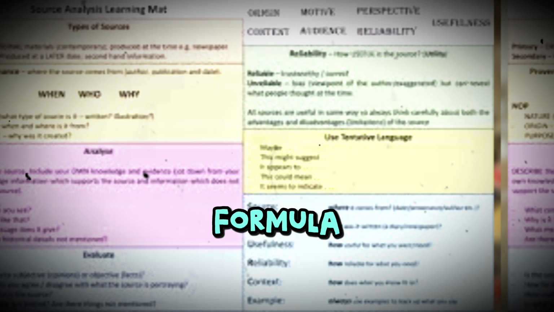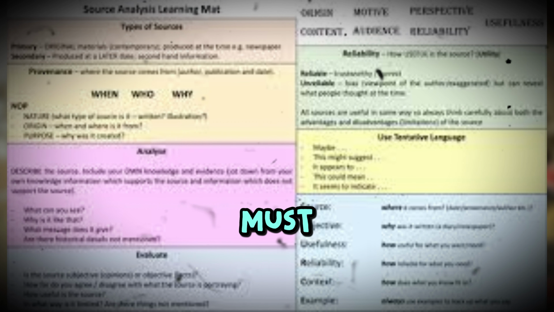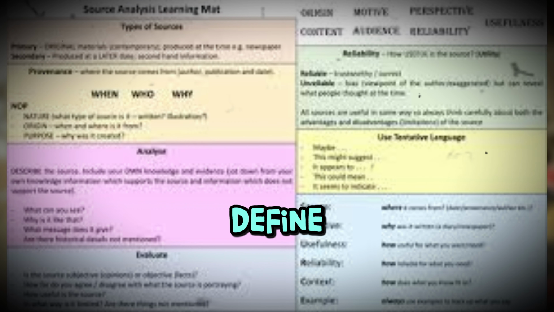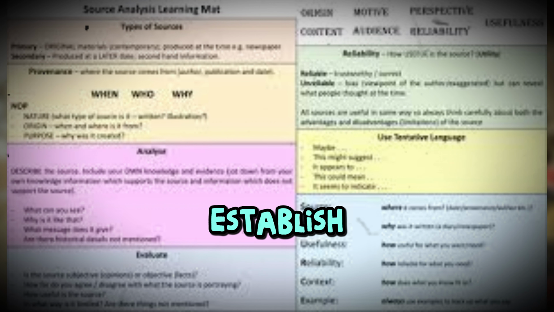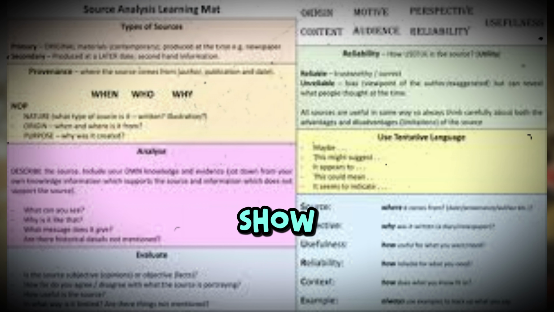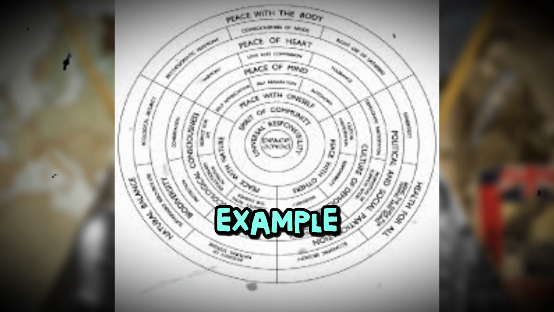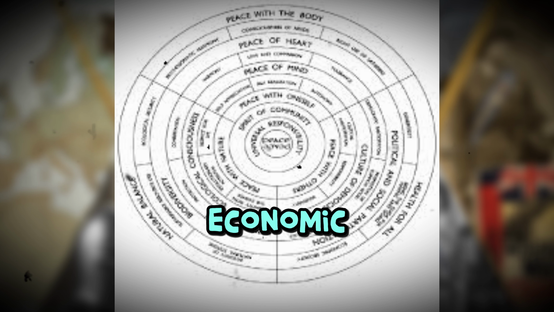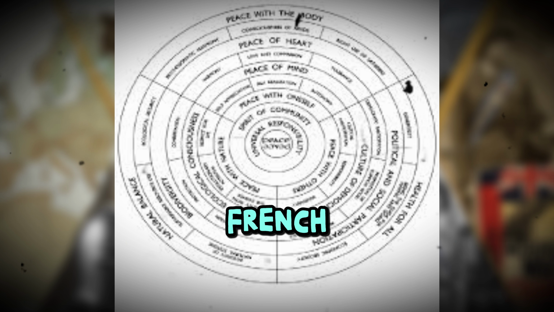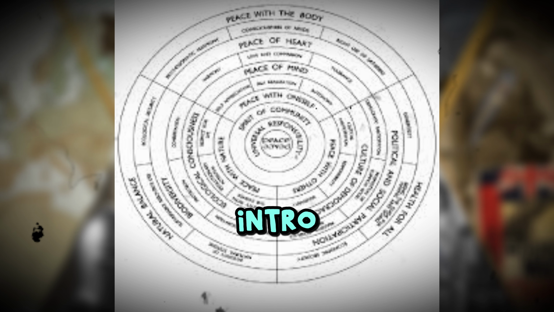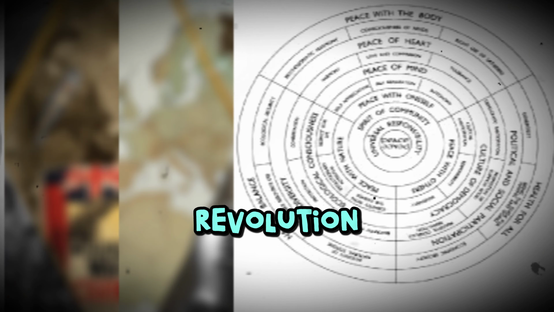The golden formula. Your introduction must directly answer the question, define key terms, establish criteria for judgment, and show line of argument. Example question: To what extent was economic crisis the main cause of the French Revolution? Weak intro: There were many causes of the French Revolution.